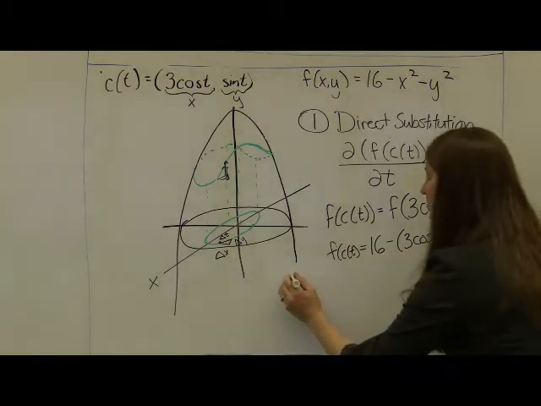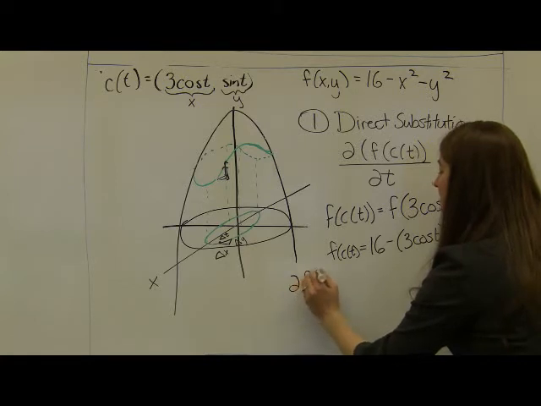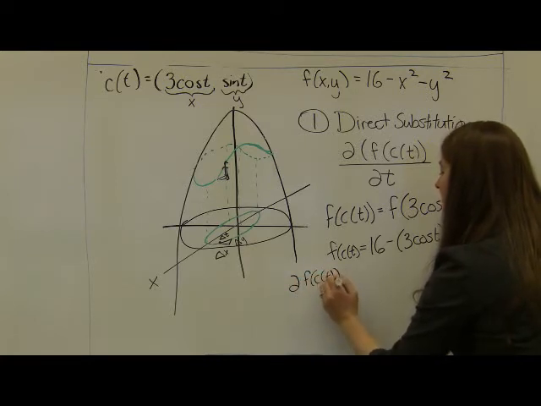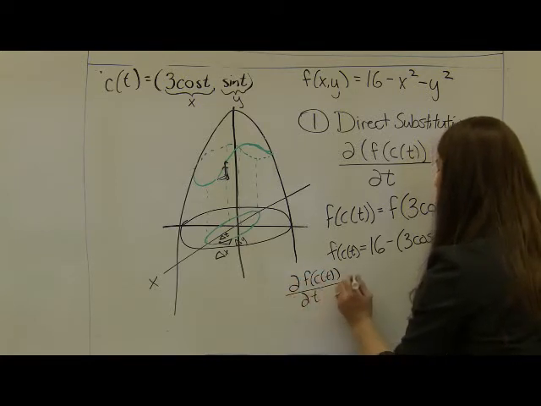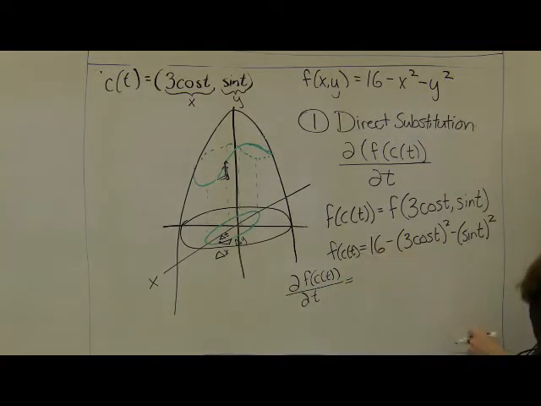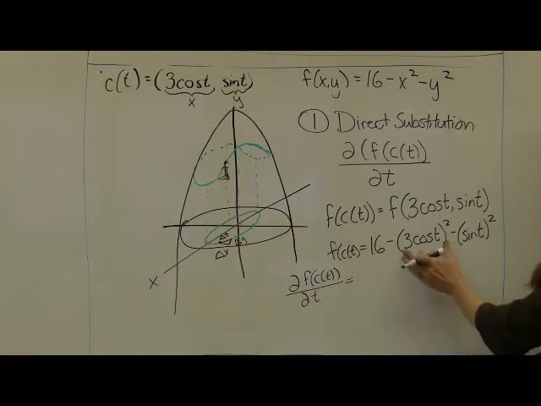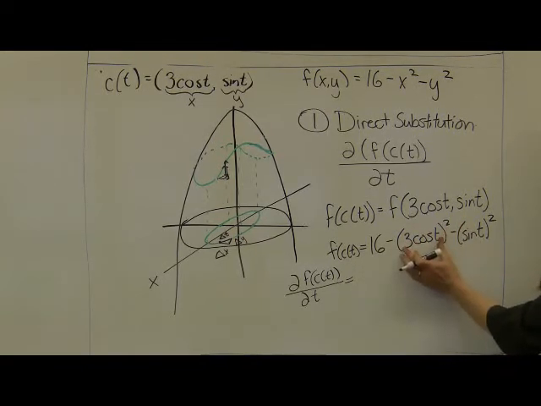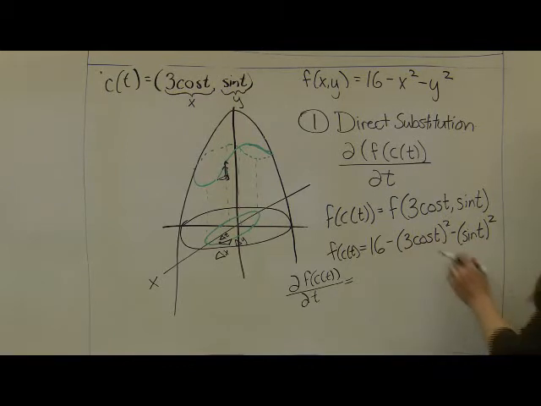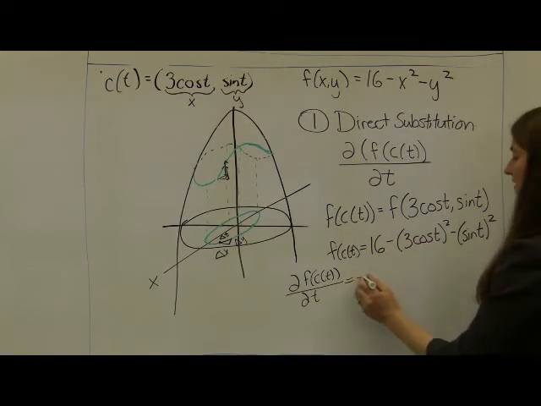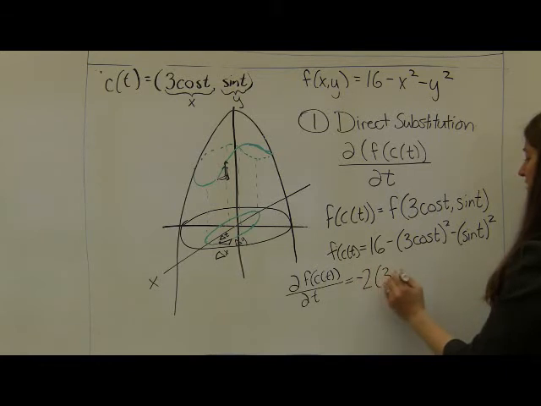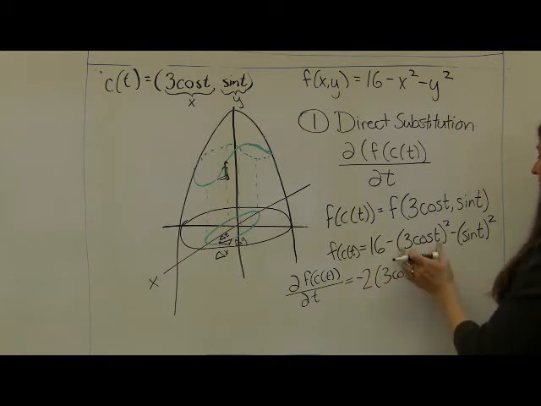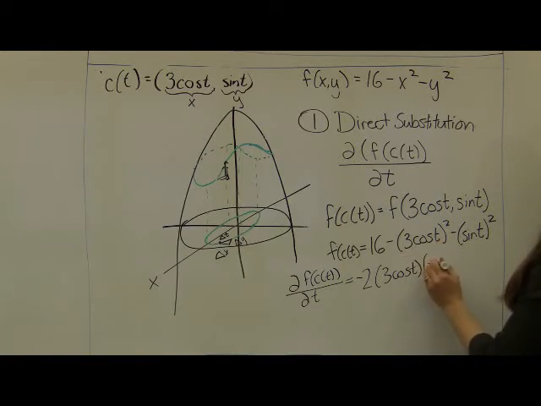So what happens when I take the derivative? We know how to take derivatives. My derivative of f of c of t with respect to t: the derivative of 16 is 0, it's just a constant. For the derivative of this whole chunk, I'm going to have to use the chain rule because I have a composition of an inner function and an outer function. The derivative of the outside is going to give me negative 2 times 3 cosine t, times the derivative of the inside, which in this case, the derivative of 3 cosine t is negative 3 sine t.